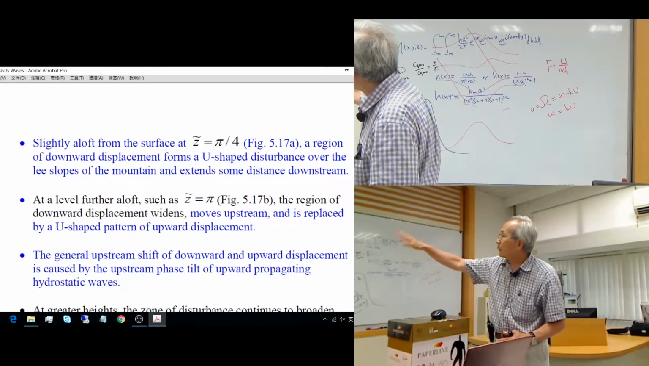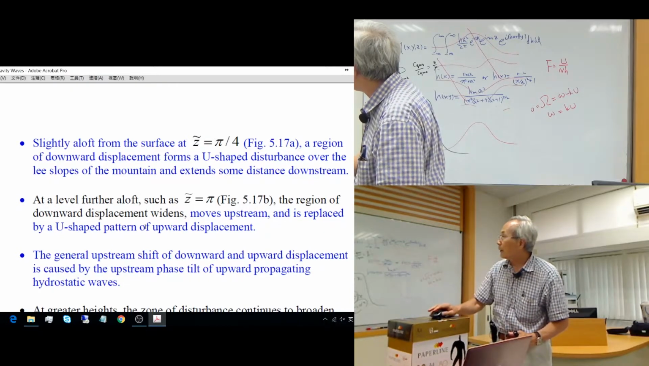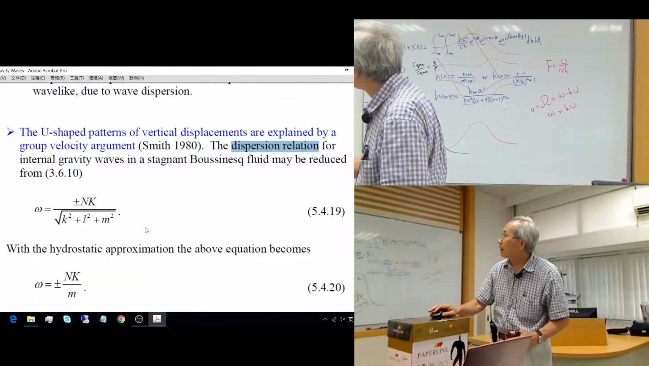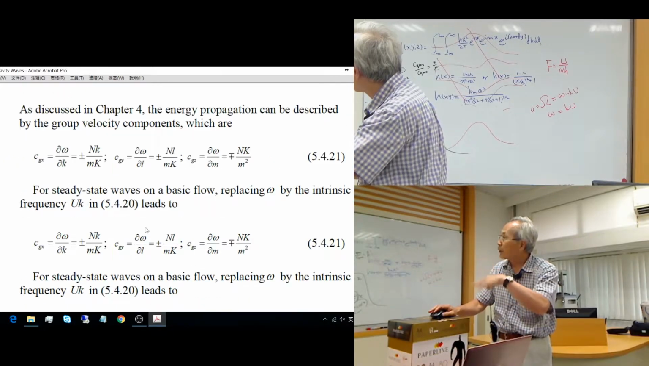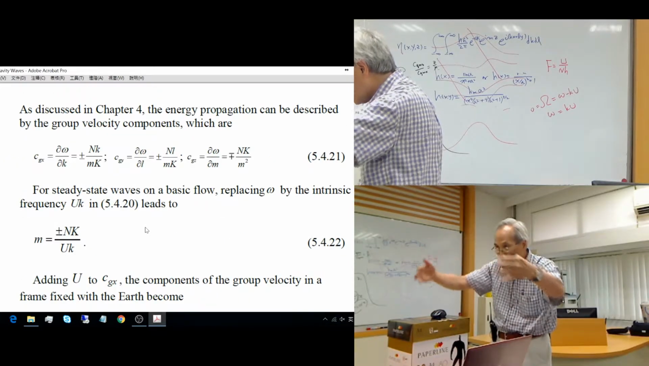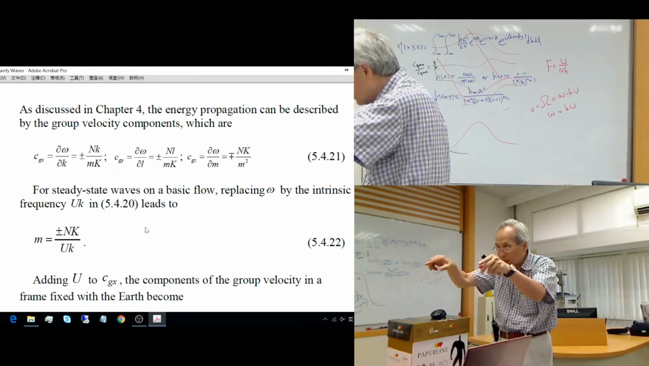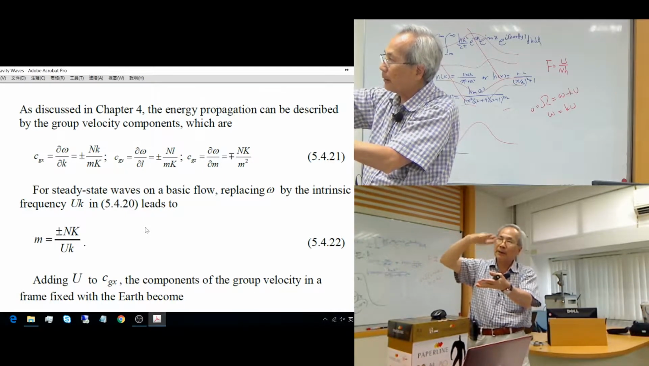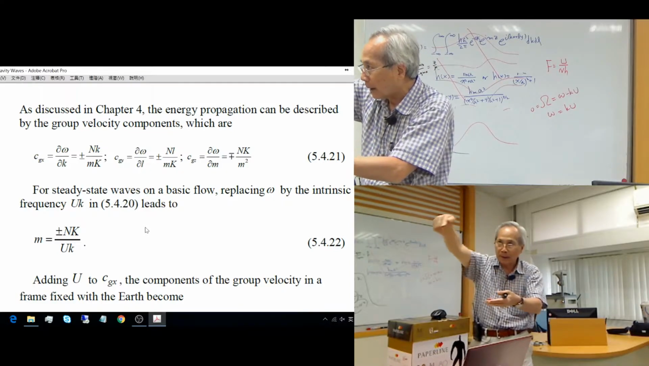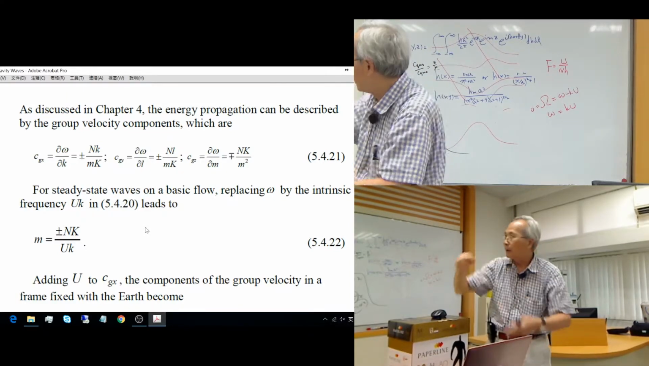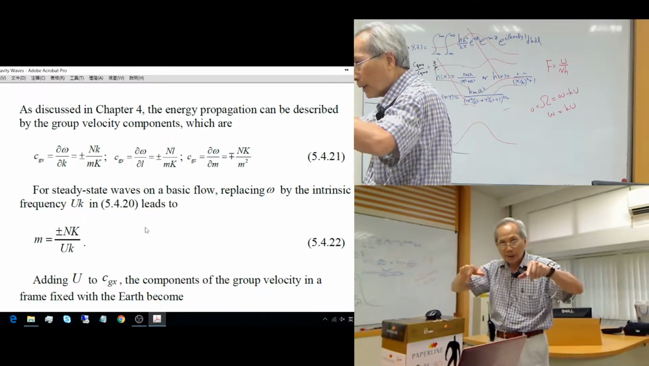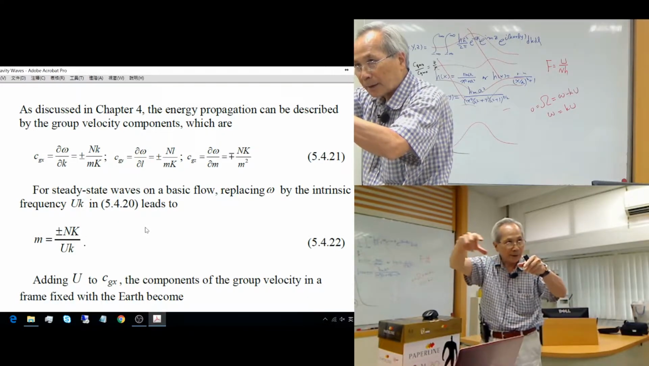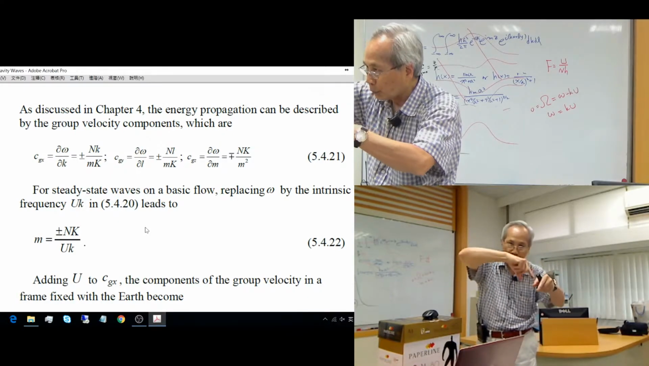So I'll let you read this. I think I already explained. The U-shaped disturbance over the mountain at a certain height, and at another height, are all parabolas like this, and when you plot it, it looks like the English U pattern.